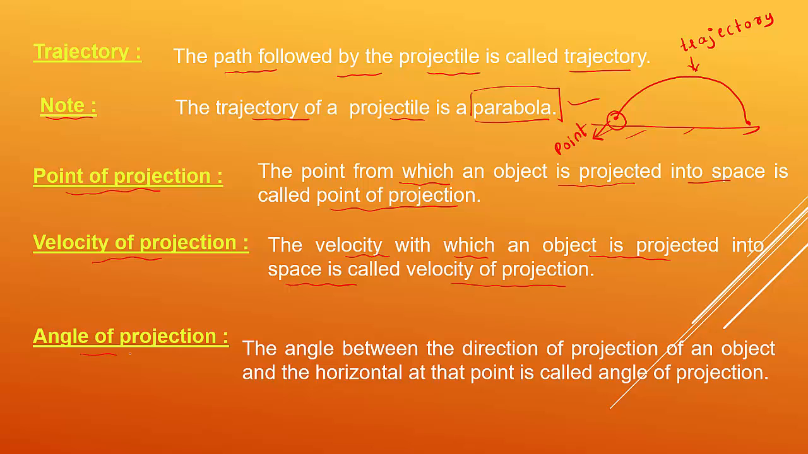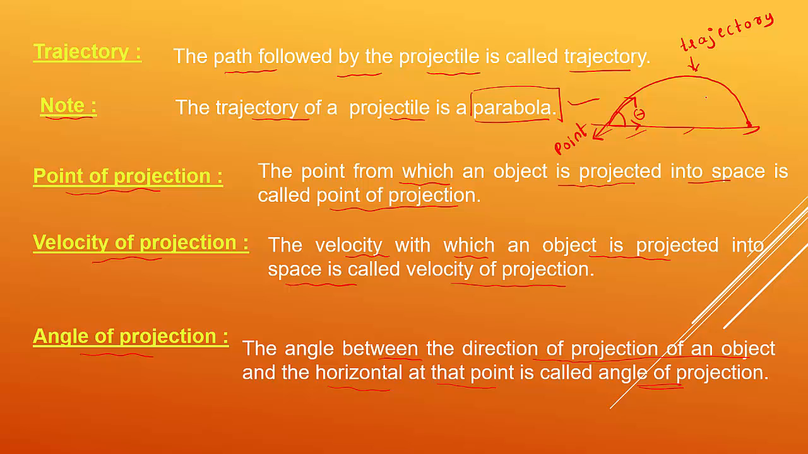Then angle of projection. The angle between the direction of projection of an object and the horizontal at that point is called angle of projection. Here you can observe this is the projectile motion. From this point I am going to project the object. It is under gravitational force. Again it will come back to the ground. Angle of projection means the angle between the direction of projection and the horizontal at that point. Horizontal at that point means ground. The direction of projection of the object and the ground gives the angle of projection.